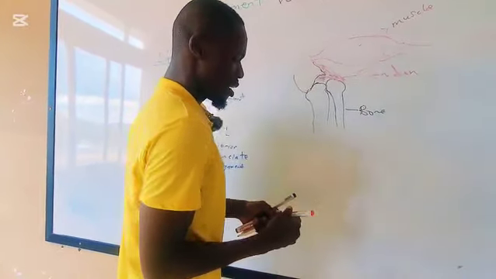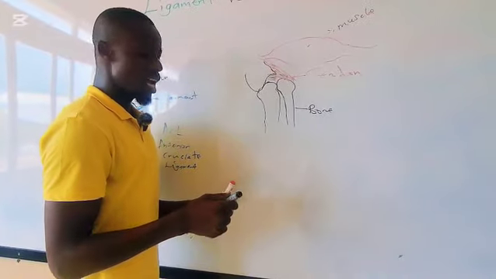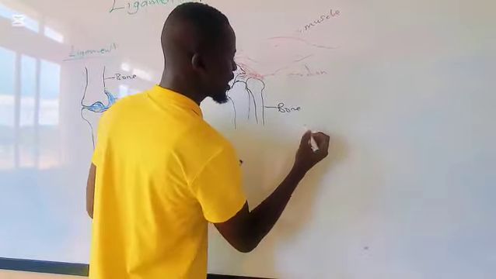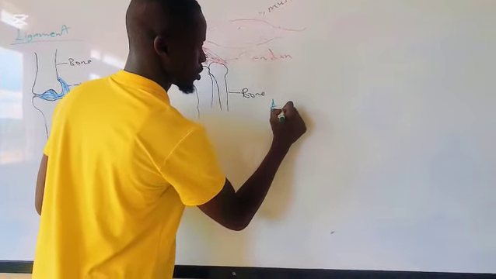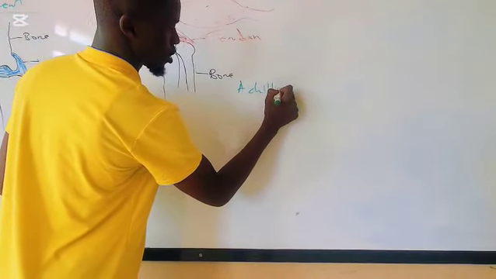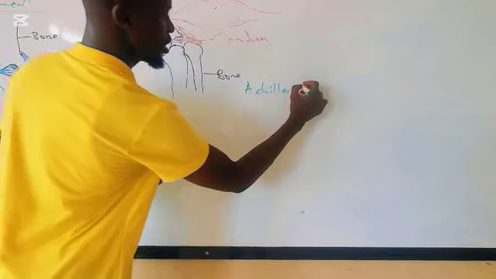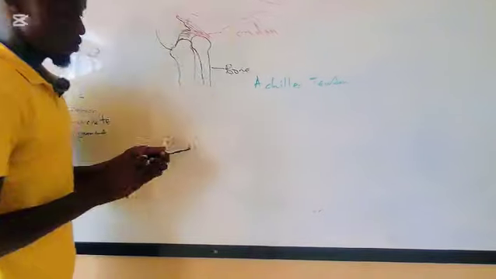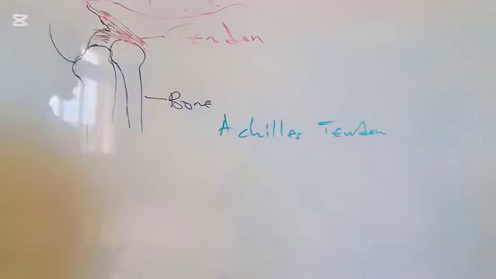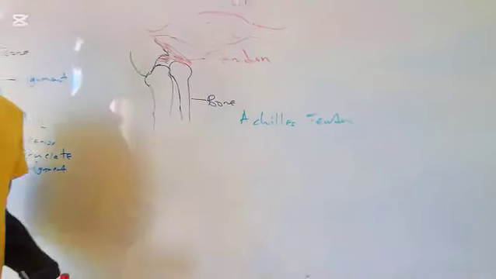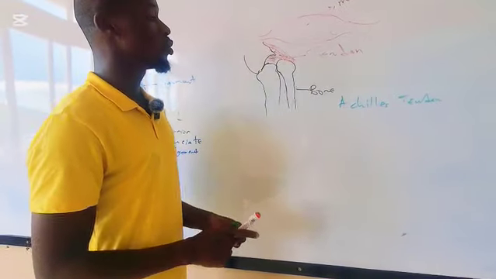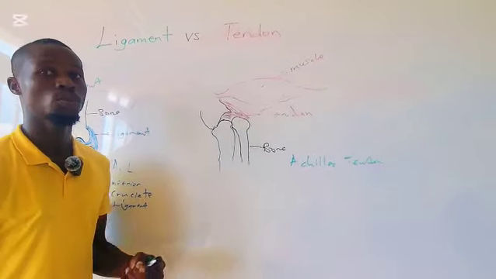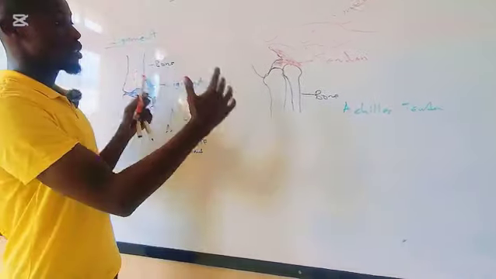So one good example of a tendon is the Achilles tendon. I think you have heard about that. The Achilles tendon is a very unique tendon that connects the shin bone to the muscles there, causing the shin bone to not stay forward. So these are two basic things.